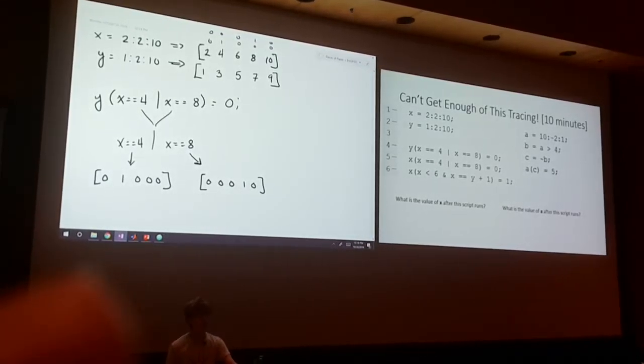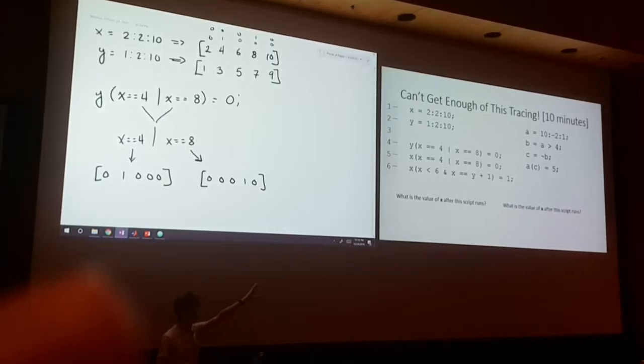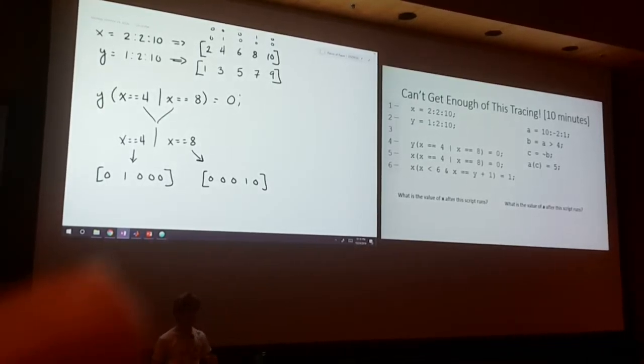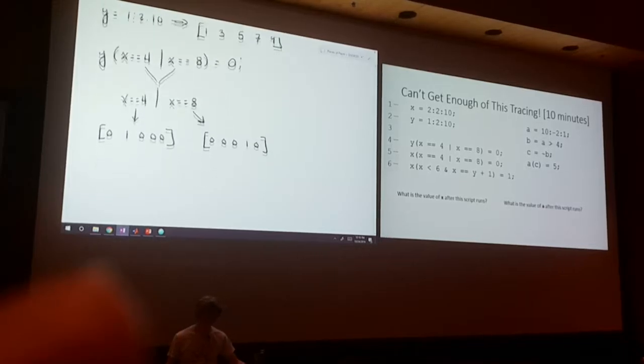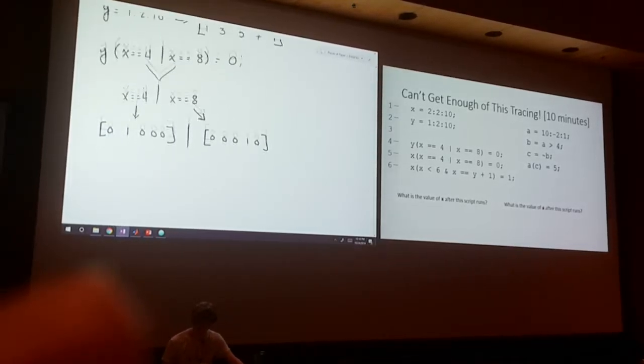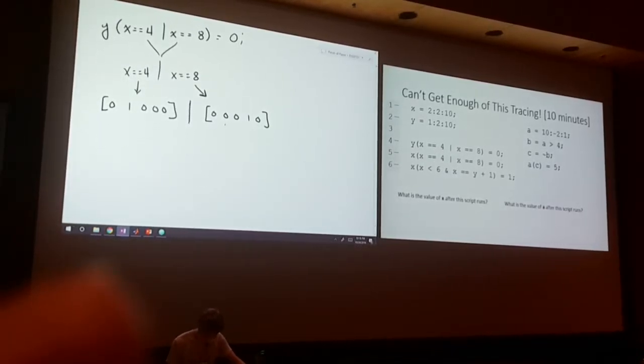Okay. Because then you take the x. So, we have all the places where x equals 4, all the places where x is equal to 8 as 1s. Okay? And now we need to apply the OR operation between them. And to make this a little bit easier, I'm going to move this over here.